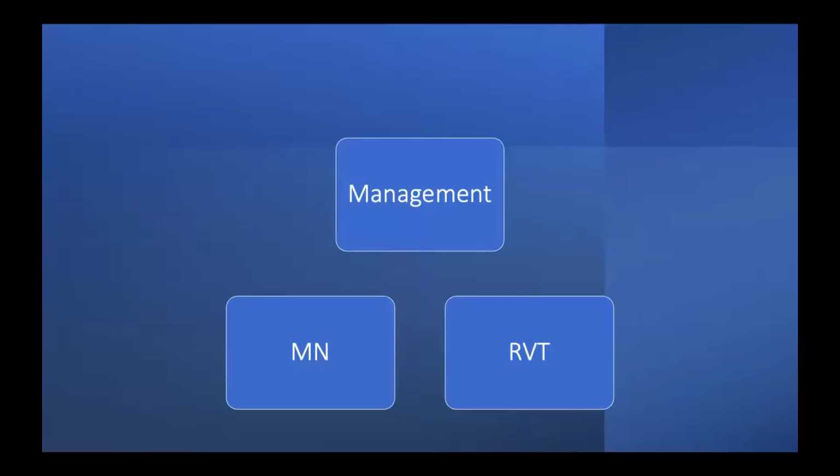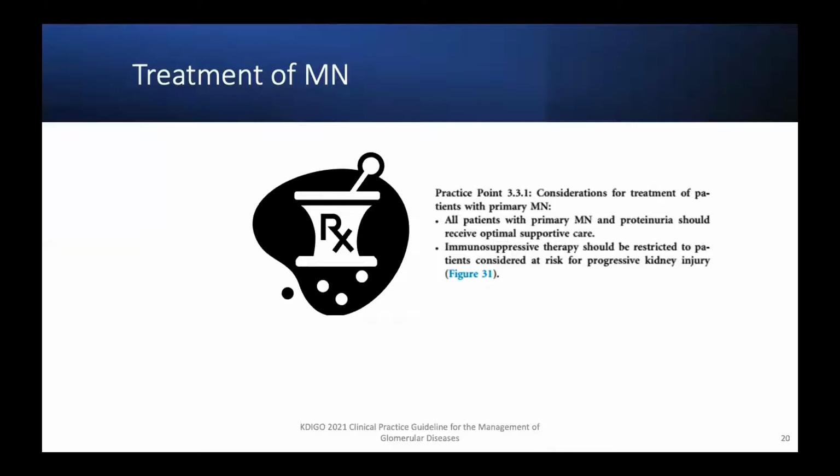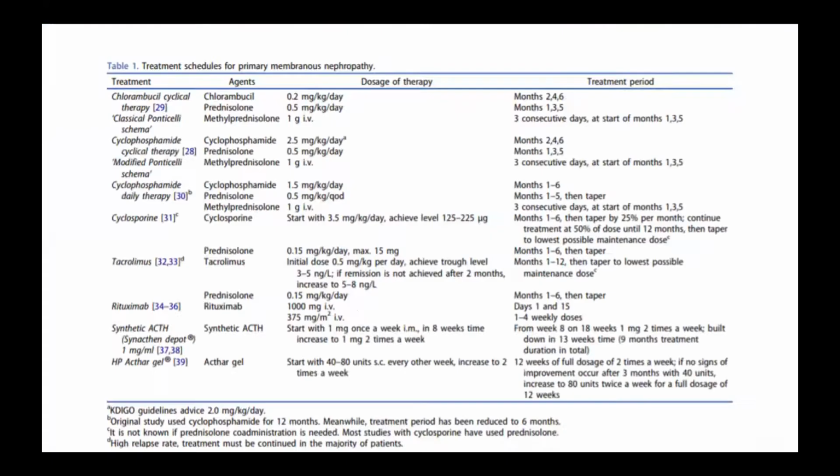So coming to management of this case, his management included 2 things: management of the membranous nephropathy itself and management of renal vein thrombosis. Let's look at each one of them separately. Coming to treatment of membranous nephropathy, the guidelines are pretty clear. All patients should receive optimal supportive care, and immunosuppressive therapy should be recommended only for those at high risk. And these are the various treatment options available with regard to immunosuppression.